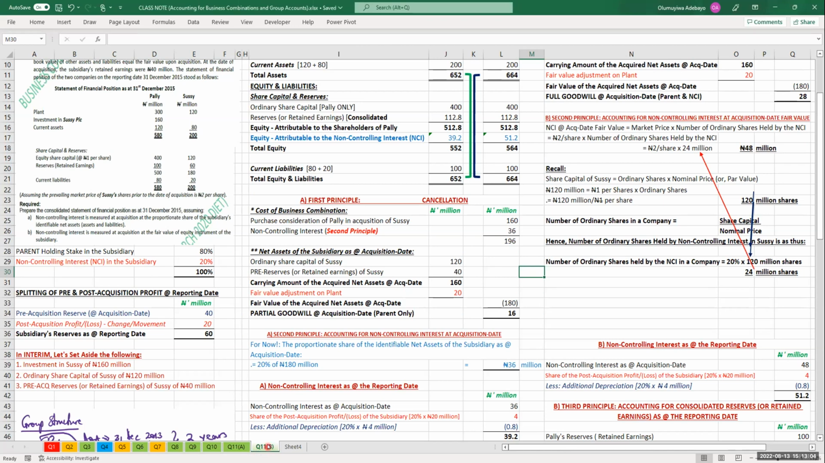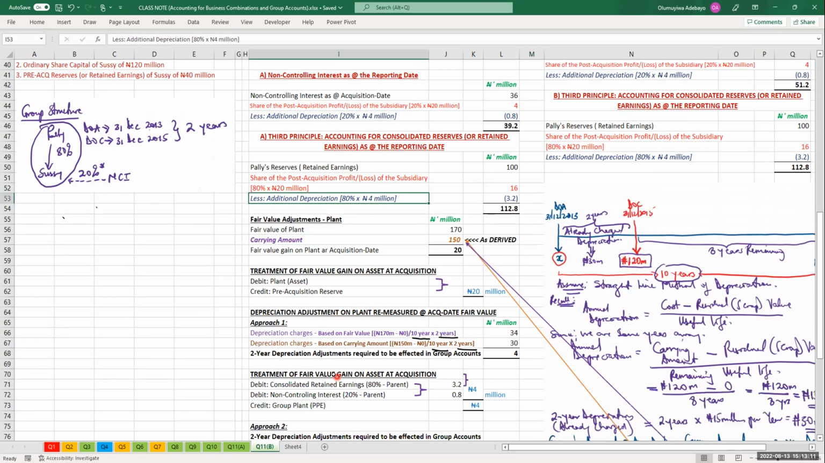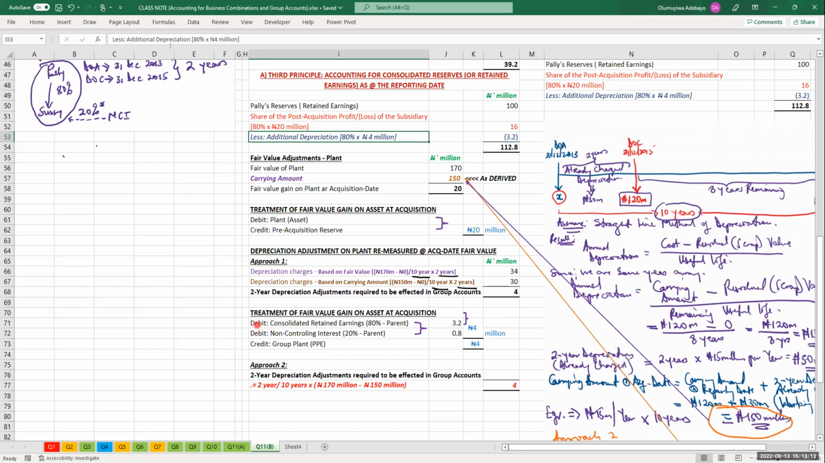Now, what is approach B? Approach B is that I won't use the approach I've done, since I'm not going to debit this, I'd rather debit the subsidiary's retained earnings. I'll debit the subsidiary retained earnings at reporting date. And if I do that, therefore, I won't need a split.